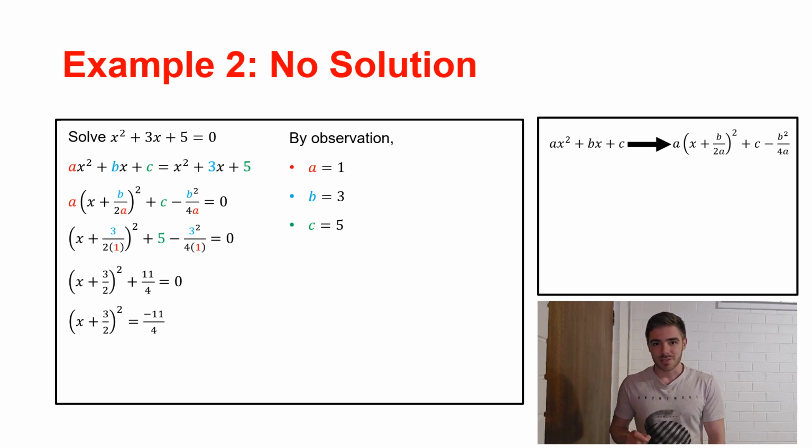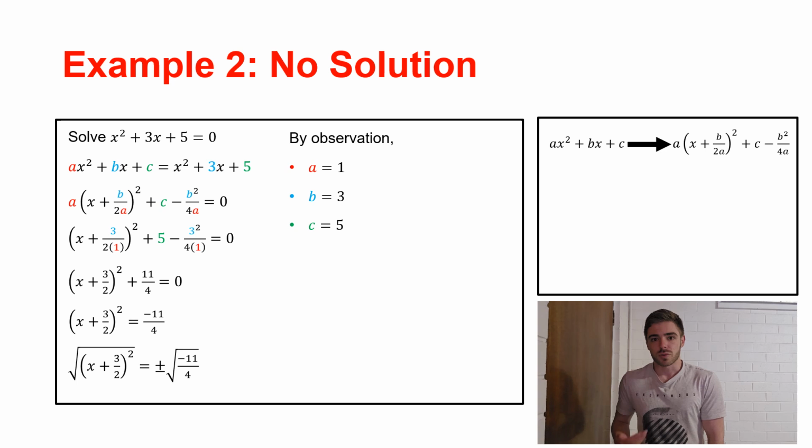It's the next step that's the issue. If we want to free the x from the square term, we need to square root both sides of the equation. But if we do that, we would be square rooting a negative number, and that has no real solutions. And for this very reason, this quadratic is not solvable.